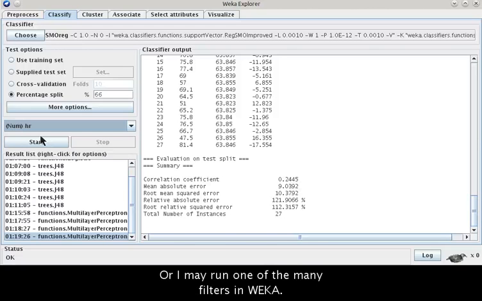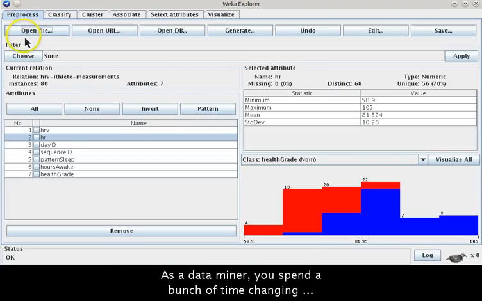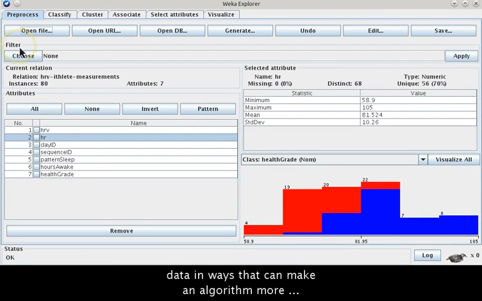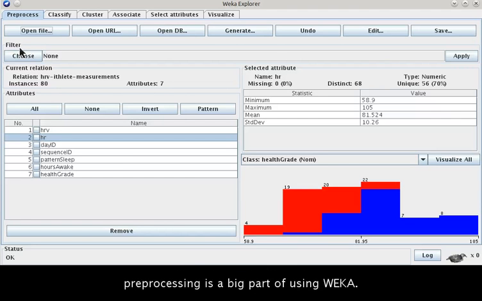Or I may want to run one of the many filters in Weka. As a data miner, you spend a bunch of time changing data in ways that can make an algorithm more efficient. Those are some examples, again, of what's called data preprocessing, and data preprocessing is a big part of using Weka.